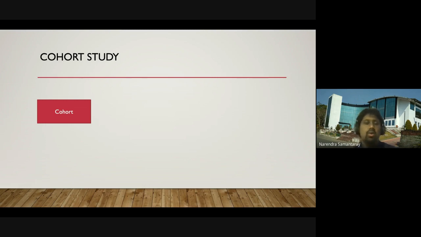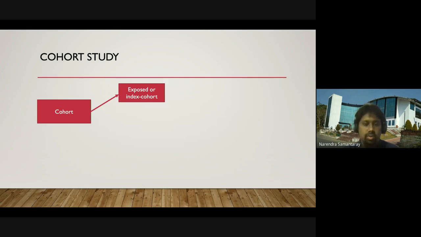A cohort is simply a group of people sharing certain common exposure or common characteristics that the researcher wants to study. Again, that exposure might be interventional in nature or certain characteristics that they have in common. That is the cohort. Then what happens? All those cohorts are looked into for a future considerable period of time.